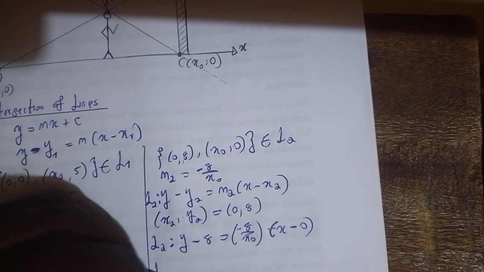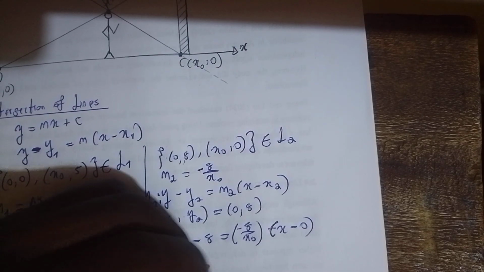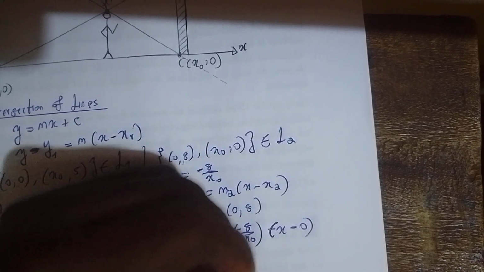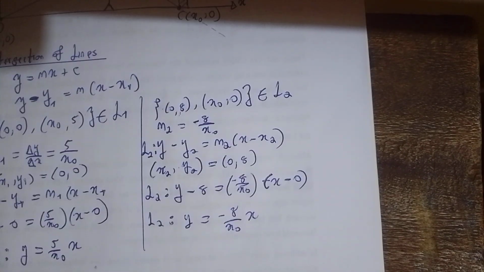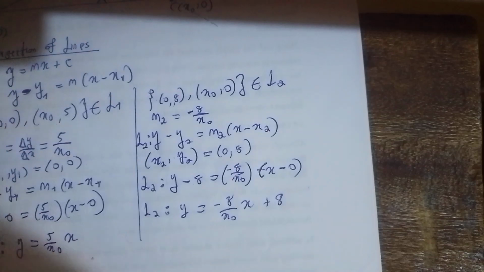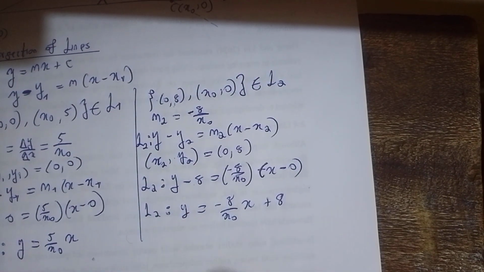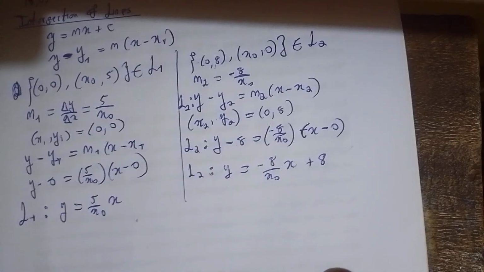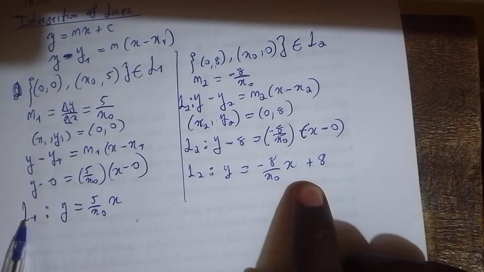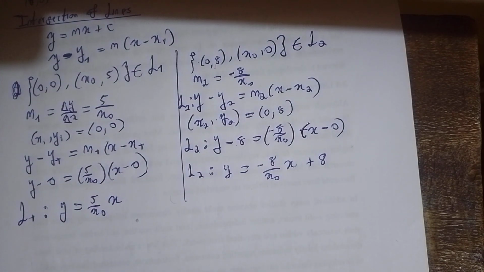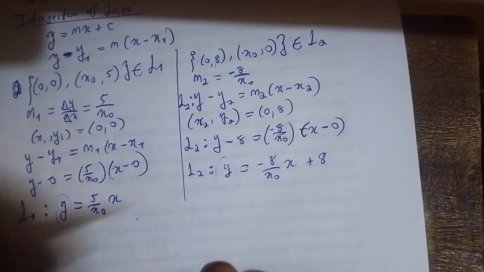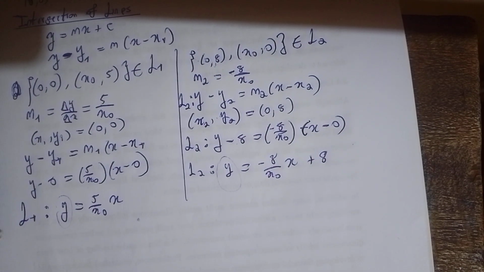Alright, so L2 is such that we have y equals minus 8 on x naught x, send the 8 the other way, it gives me positive 8, plus 8. So that's the equation of the second line. So what have we to do with this information? We have the first line, we have the second line. Point of intersection. At the point of intersection, both lines have the same x coordinates and the same y coordinates. So we equate these two, right? So we do that here.